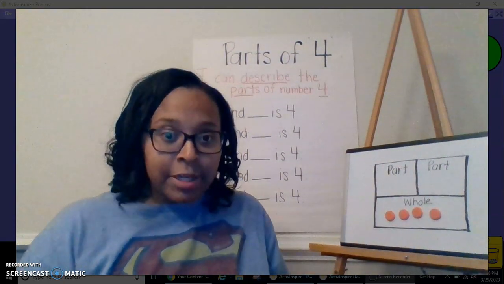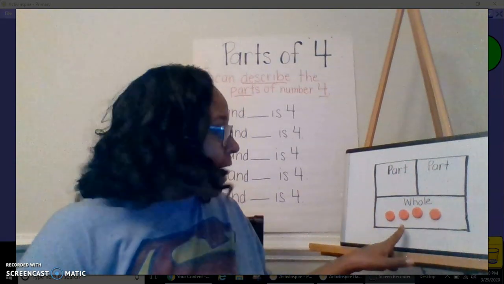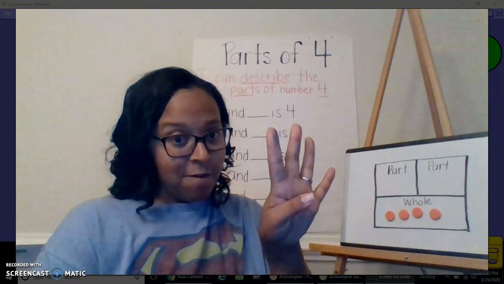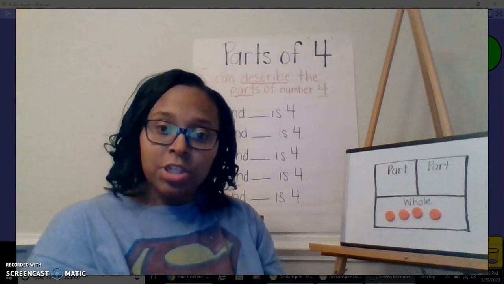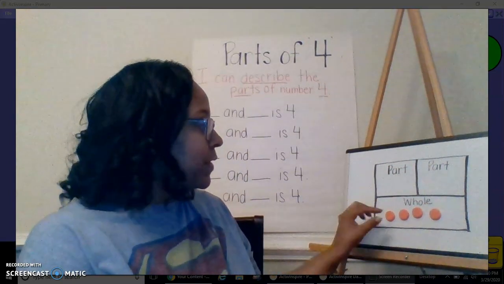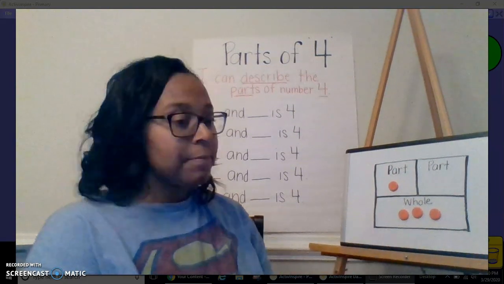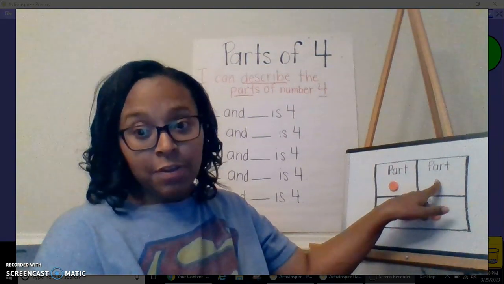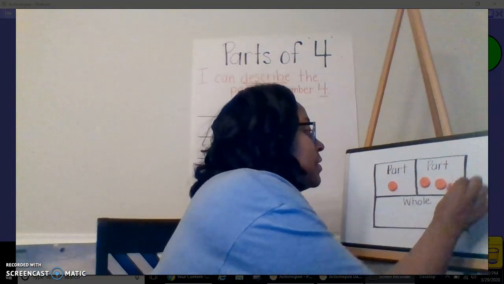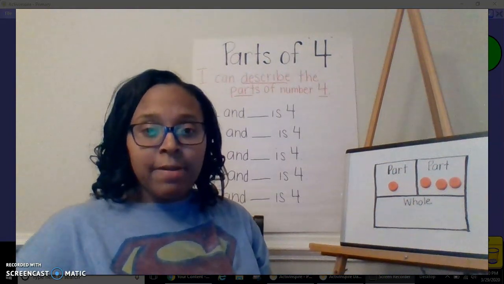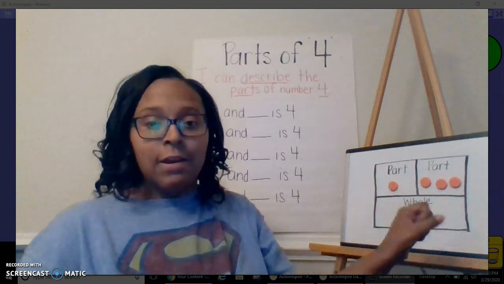Okay, so what I have here is our part whole mat. This looks familiar because you guys have done this with your teachers. So at the bottom we have our whole number, which happens to be the number 4. And we're going to practice moving the parts to make different combinations to make the number 4. So let's start. I'm going to start by moving 1 over there. So that means I'm going to have to put the other 3 on that side. So I'm going to move those 3 to that part. So can we describe it? Let's describe it. 1 and 3 is 4.